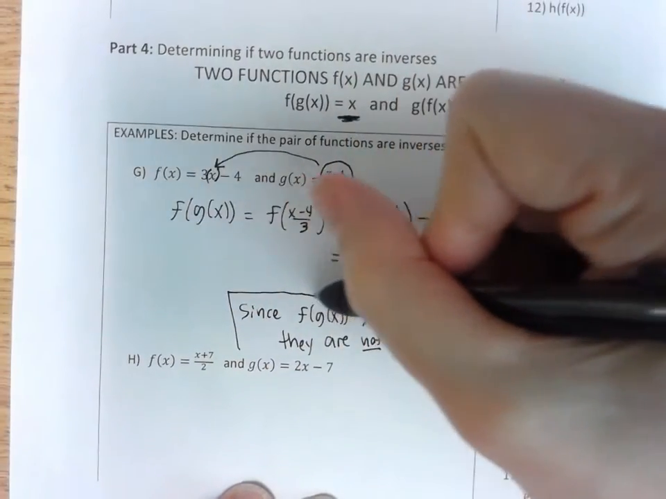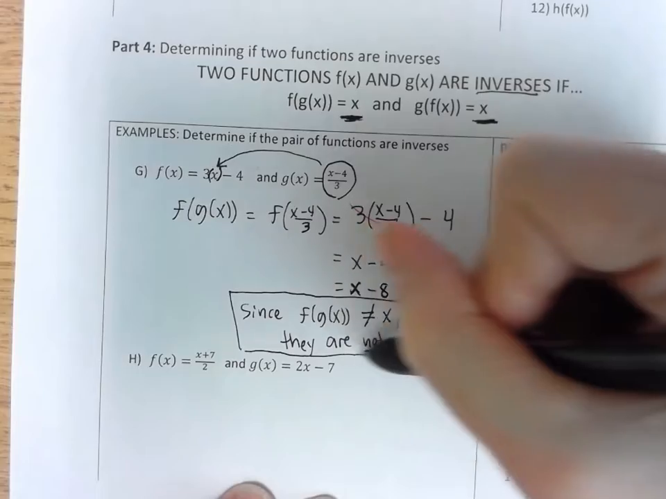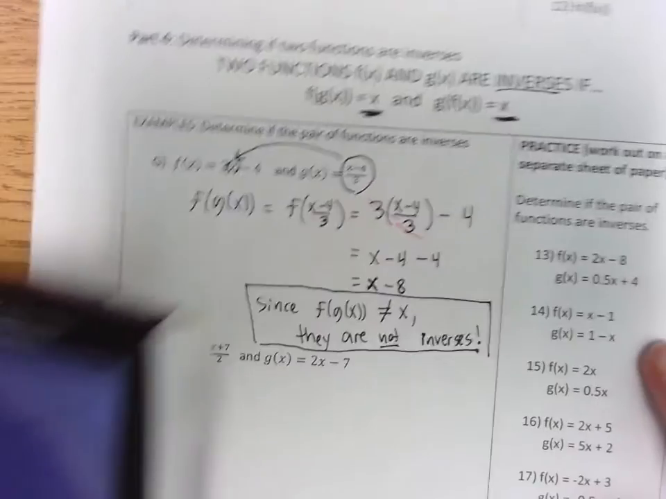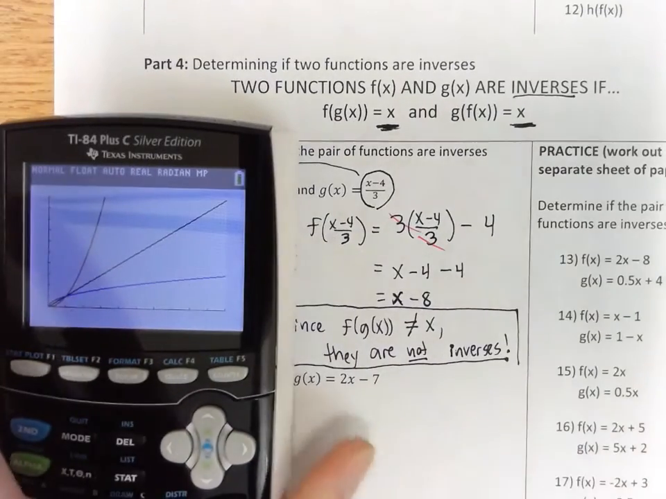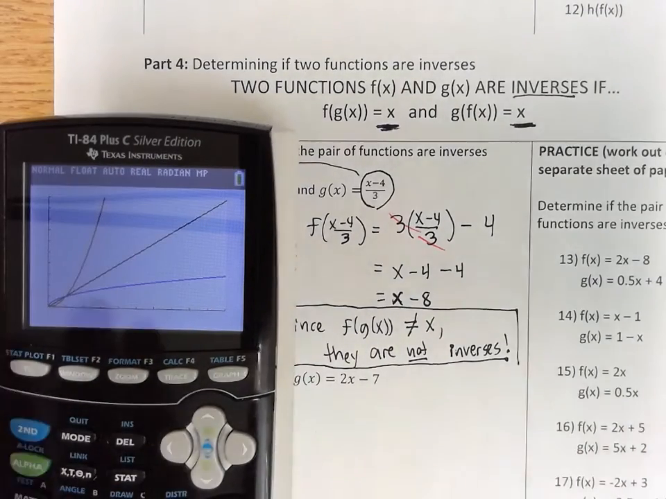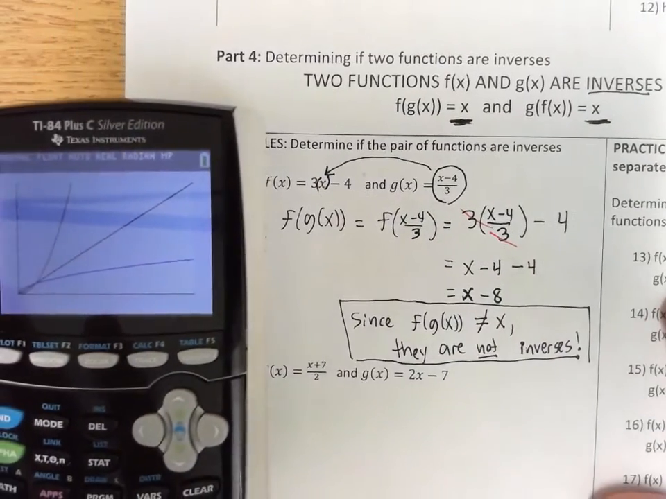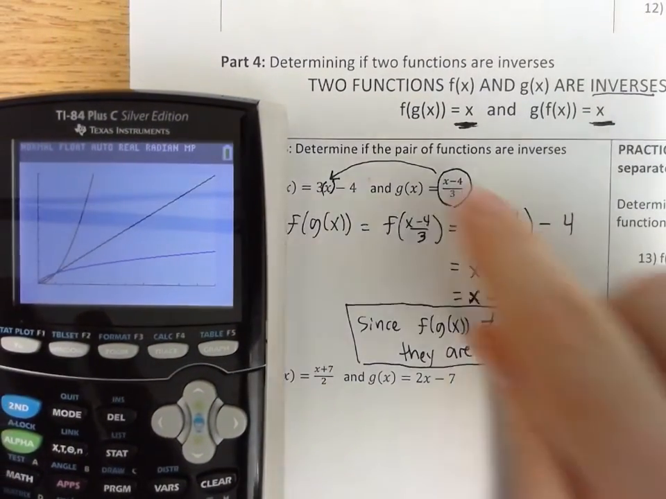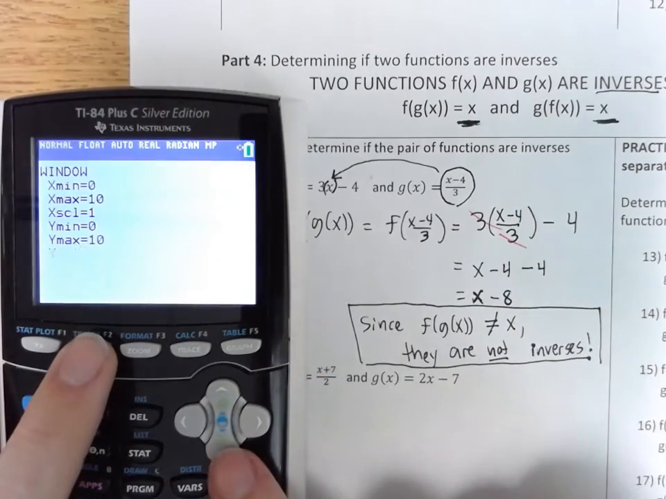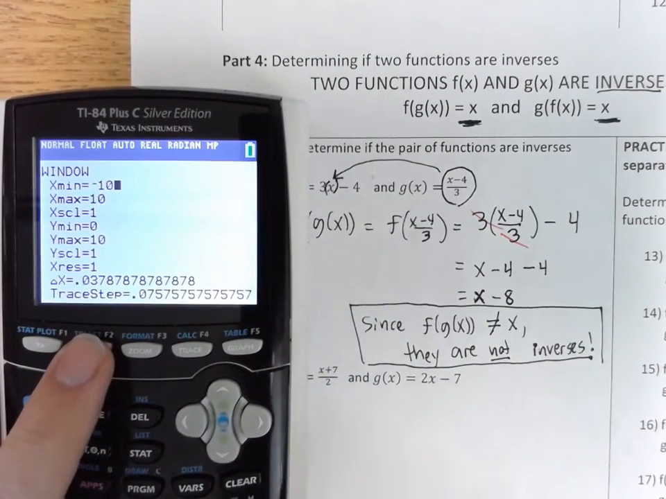And your answer is essentially no, okay? Here's your explanation. Since they are not equal to x, they are not inverses. I want you to do another graph of this. So what we're going to do is plug in, and I'm going to show you why graphically they don't work either. I want to make my window normal again, so I'm going to make my negatives.